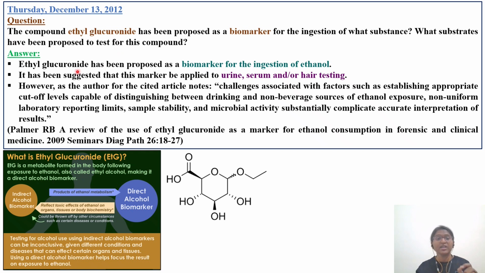So the answer will be: ethyl glucuronide has been proposed as a biomarker for the ingestion of alcohol, that is ethanol. The marker can be applied in the case of urine samples, serum samples, as well as hair testing.